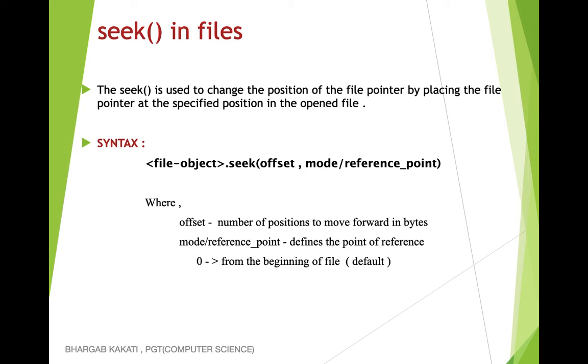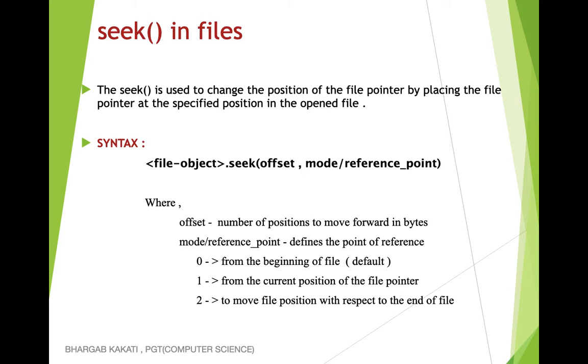If the mode is 0, it signifies that we want to read from the beginning of the file. If the mode is 1, then we want to read from the current position of the file pointer. If the mode is 2, we want to move the file position with respect to the end of the file. Don't worry if you are not very clear about the mode now. We will see all these concepts with the help of some practical Python code.